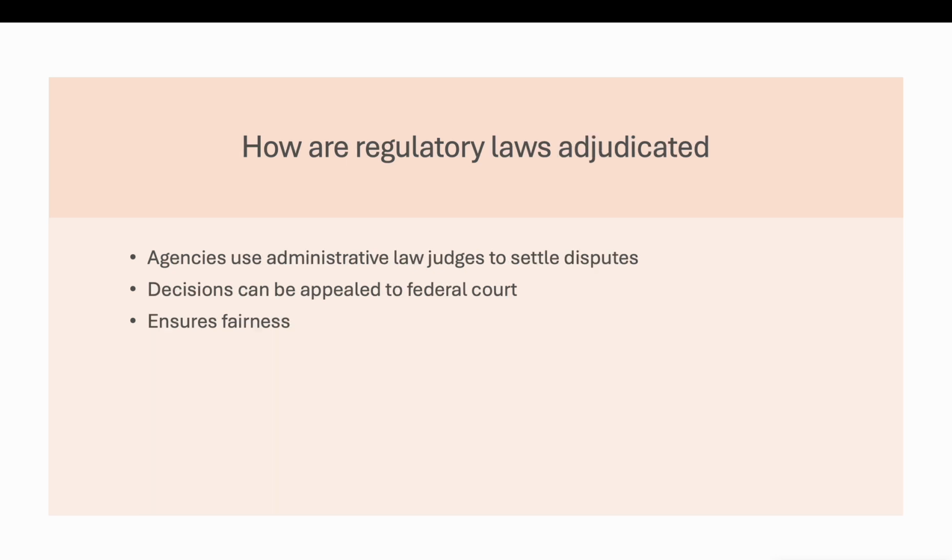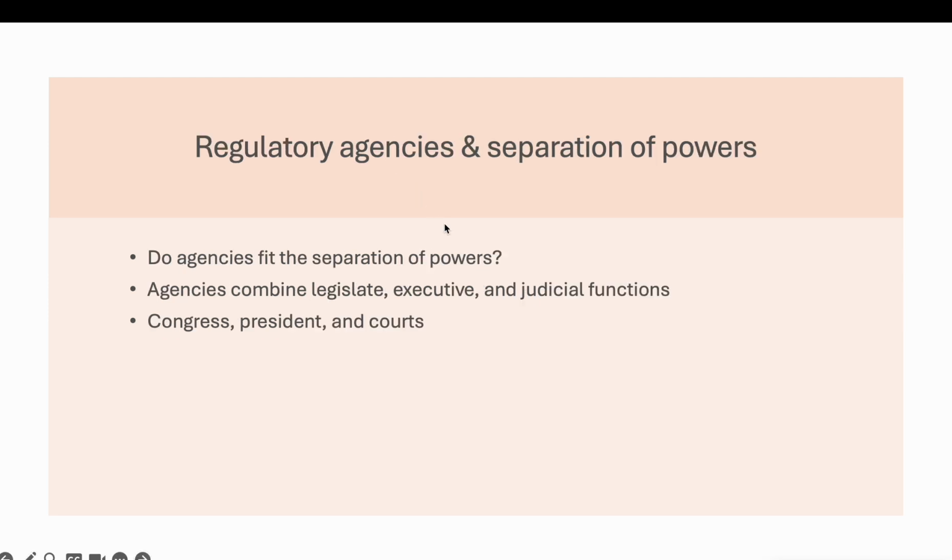Slide 8. How are they adjudicated? Adjudication means to judge. Agencies handle their own cases first, but courts can review them later. Agencies can use administrative law judges to settle disputes. Decisions can be appealed to federal court, and overall they ensure fairness. An example of this being a company can challenge an EPA fine through agency hearings.